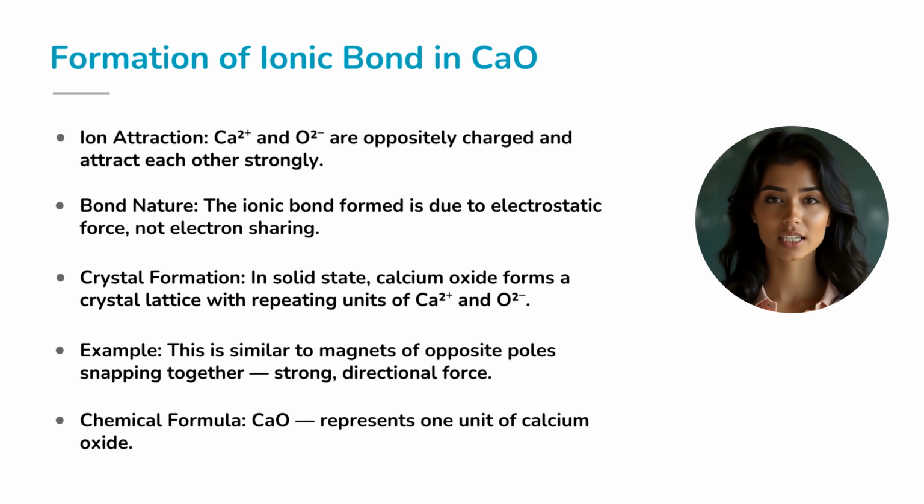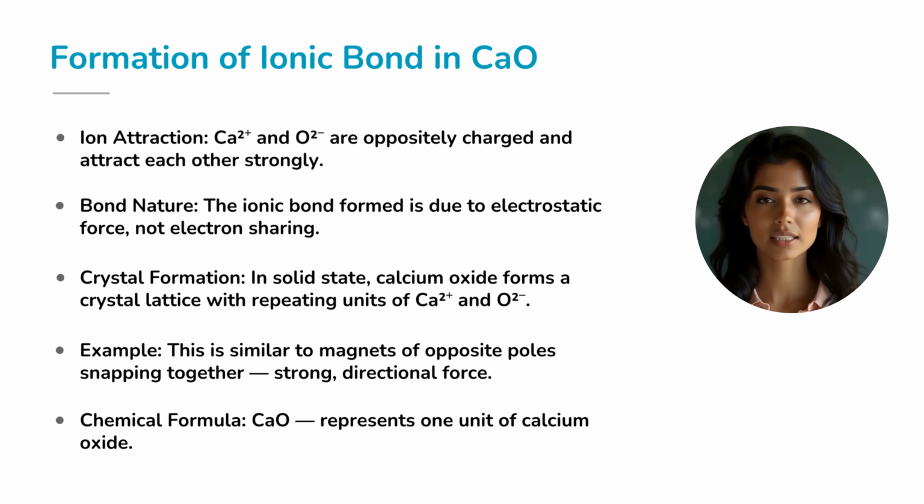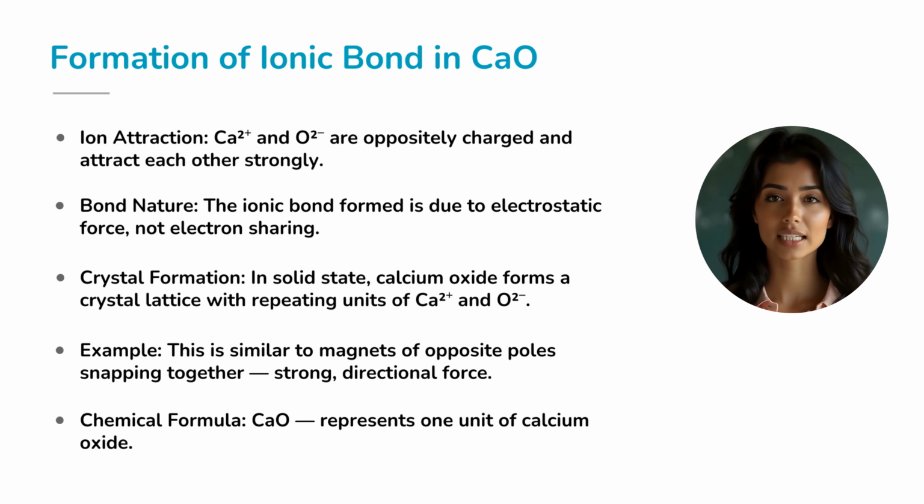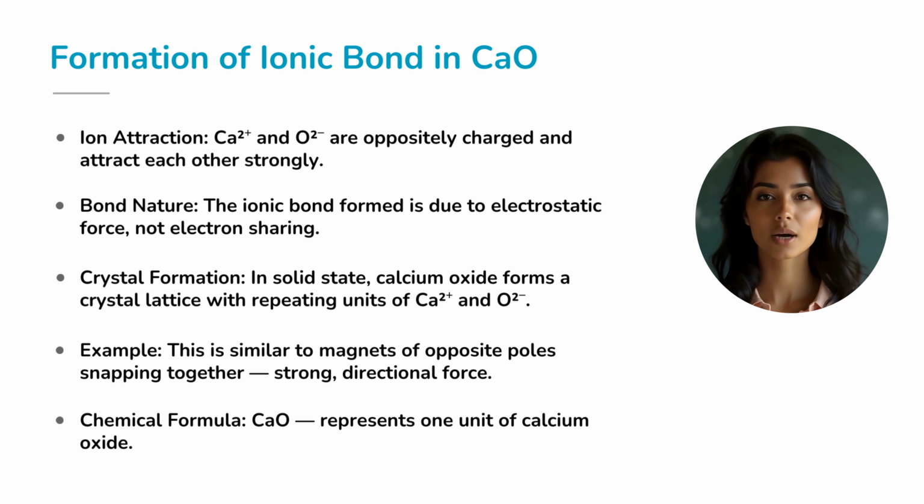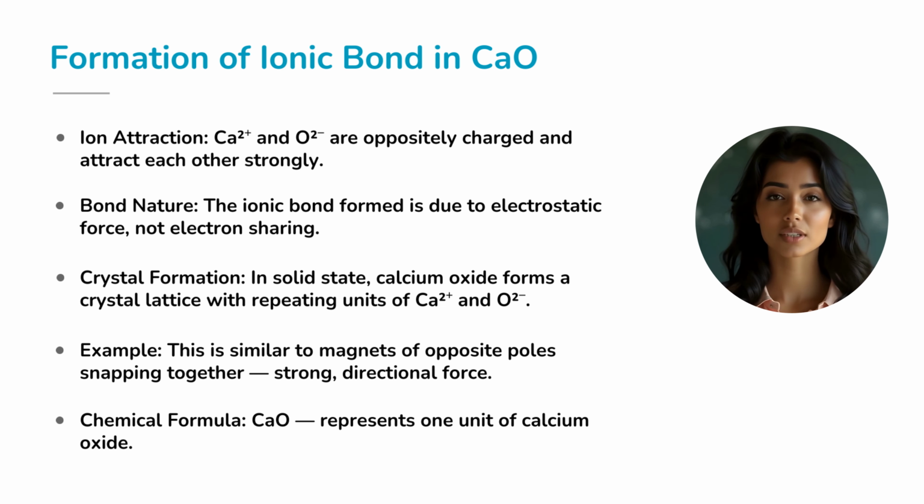Now that we've formed Ca2+ and O2-, what holds them together? It's the powerful electrostatic force, opposite charges attracting. This force forms the ionic bond. Think of it like the pull between 2 magnets, one positive and one negative. In solid-state calcium oxide, these ions arrange in a crystal lattice, repeating units of calcium and oxygen ions tightly packed together. This structure gives ionic compounds like CaO their high melting points and solid form. It's not a loose connection, it's a firm, structured bond driven by charge.